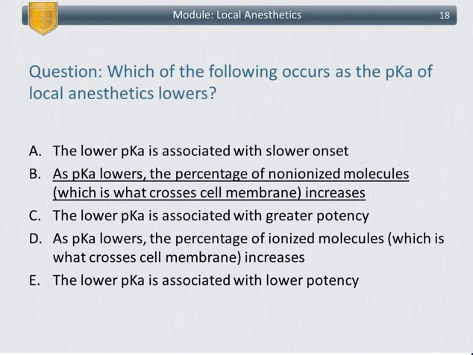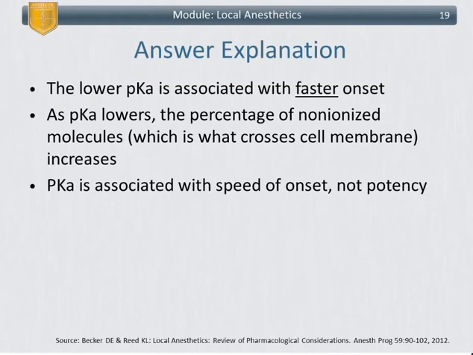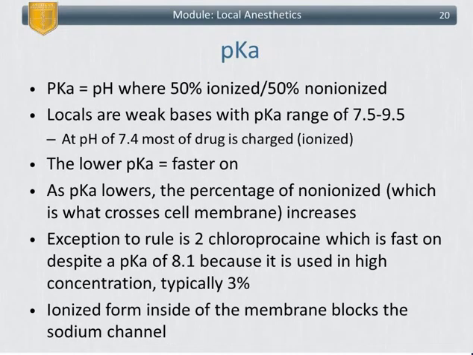So the answer is, as pKa lowers, the percentage of non-ionized molecules, and it's the non-ionized that cross the cell membrane, increases. Because there's a greater increase of molecules crossing the cell membrane, it has a faster onset. And it's the speed, not the potency, that you see change with pKa. Okay, so what is pKa? pKa is the pH when half of the drug is ionized and half is non-ionized. That's the definition of pKa.